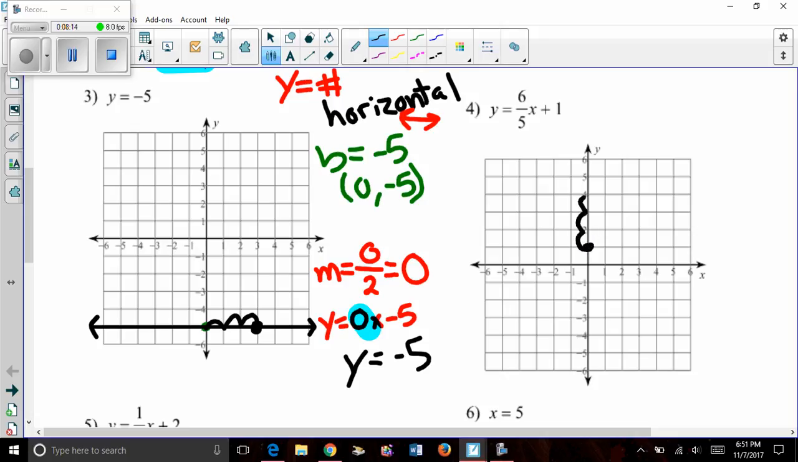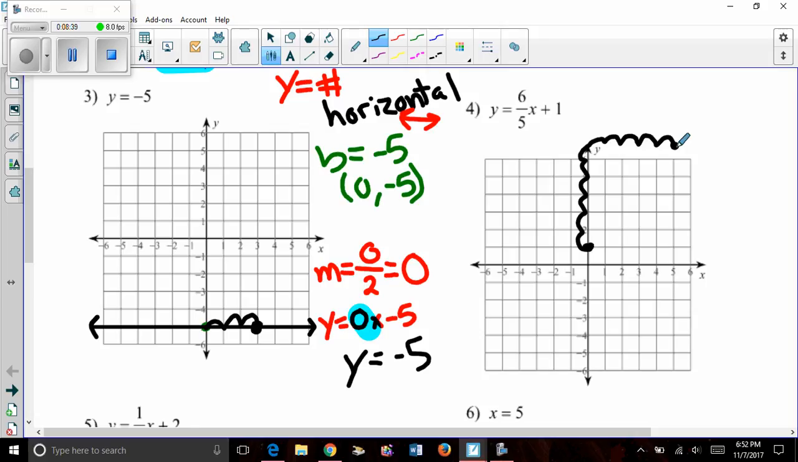1, 2, 3, 4, 5, and right about here at the arrow. And then we'd count over 5. 1, 2, 3, 4, 5. I'd have a point right about here. If it's difficult because the point is off the graph, we could always work backwards.